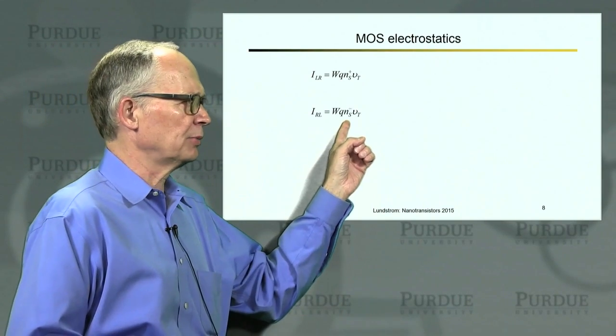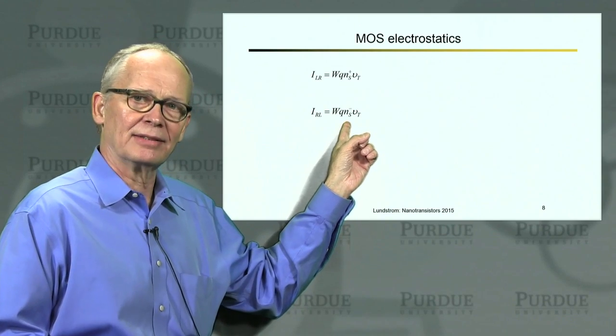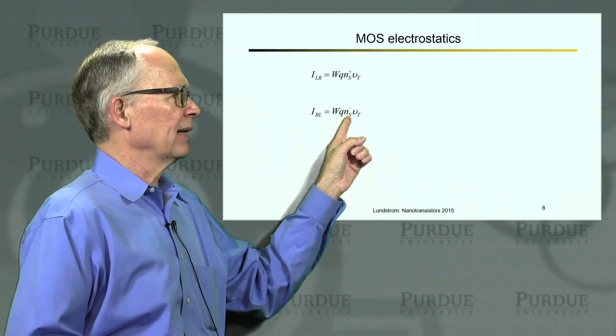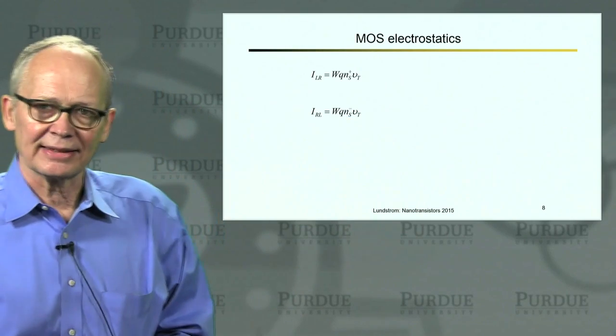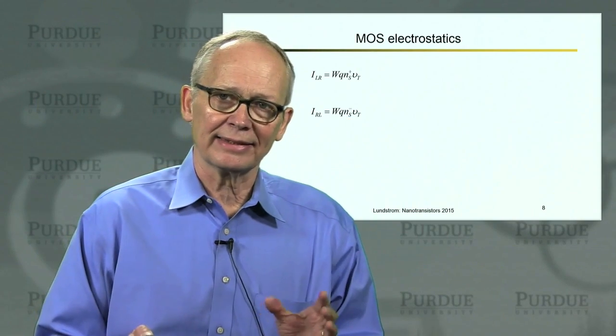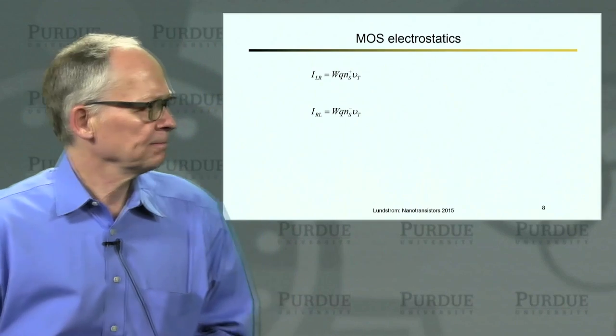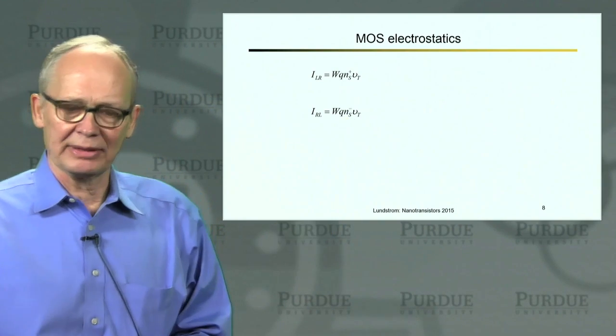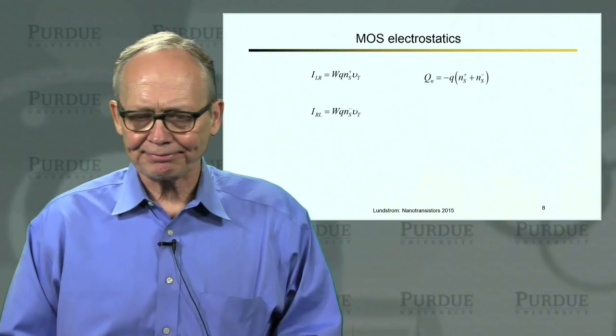There's a similar expression for the current from the right to the left, from the drain towards the source. But that's carried by electrons that have a negative velocity. The magnitude of the velocity is the same. That's this v sub t here. But it's carried by the electrons that happen to have a negative velocity.